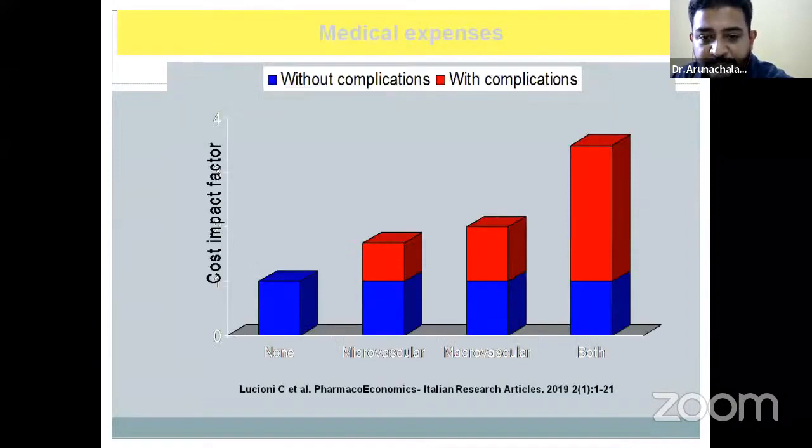And if there is no complication, if the patient is not having any complications, the medical expenses are less. But in case the patient is having microvascular complication, the expense becomes double. If he's having only macrovascular complication, again, the expense is increased. And if the patient is having both microvascular and macrovascular complication, the medical expenses increase by leaps and bounds, almost three times.